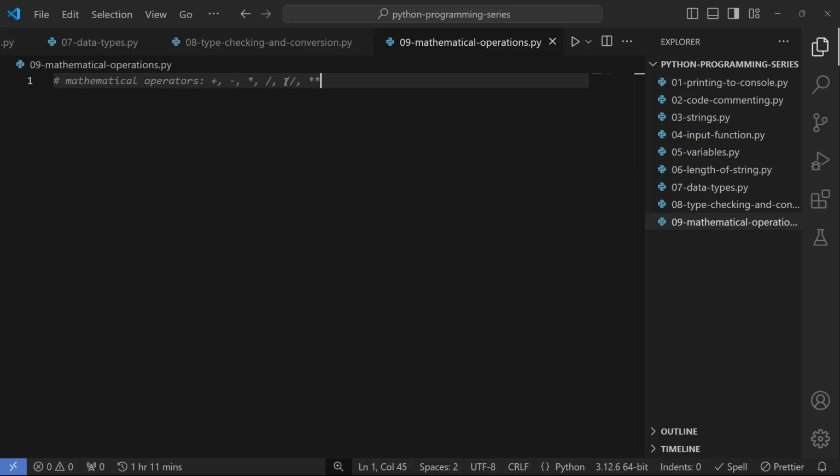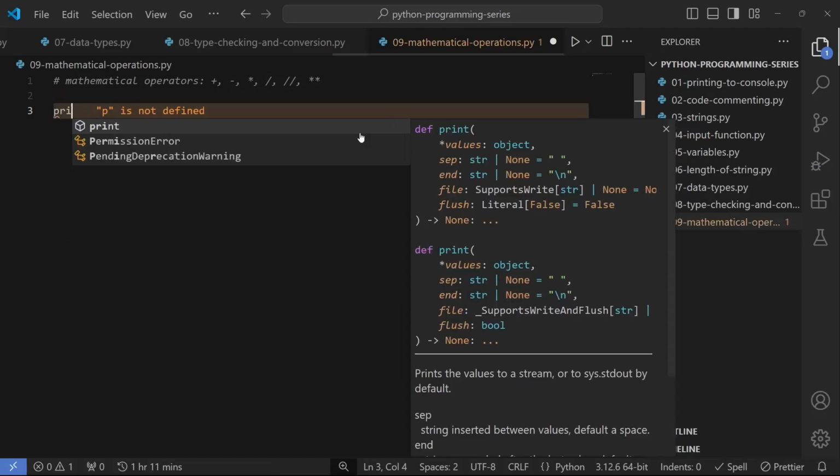We also have this double division, which is like flooring the result of a floating point number, and then we have this double multiplication, which performs an exponential function. Right, so let's first consider the first one. We can print our output.